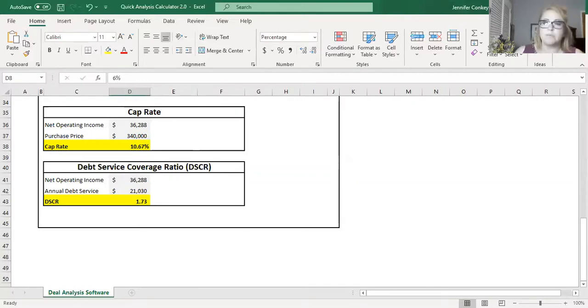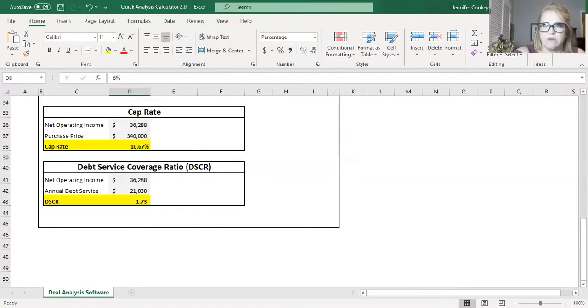It really looks at the performance of the building compared to the purchase price. The performance of the building is the net operating income. At this point we had revenue minus expenses equaling $36,000. If our purchase price was $340,000, we'd have a 10.67% cap rate. So the calculation is net operating income divided by purchase price.